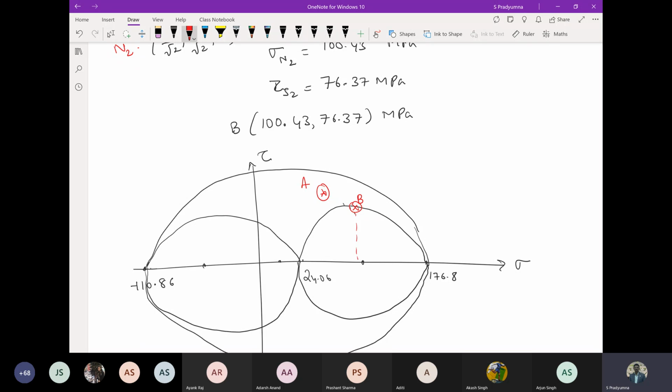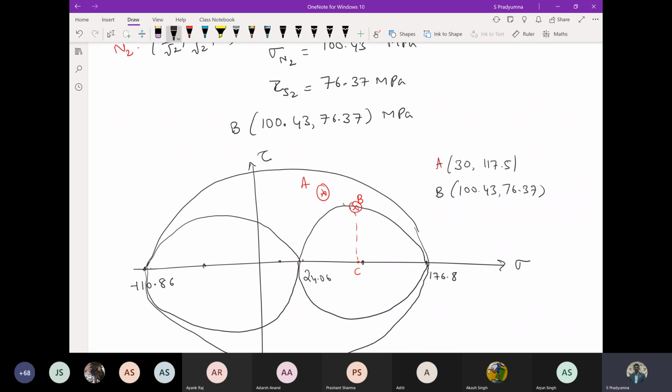This is the center of this circle, and B is on the periphery of this. Therefore, I now know that A is 30, 117.51, which is already located. B is 100.43, 76.37. So these are the values. Now we found that for any given two planes, the point should lie outside these two circles, or on, or inside the bigger circle with radius sigma 1 minus sigma 3 by 2.